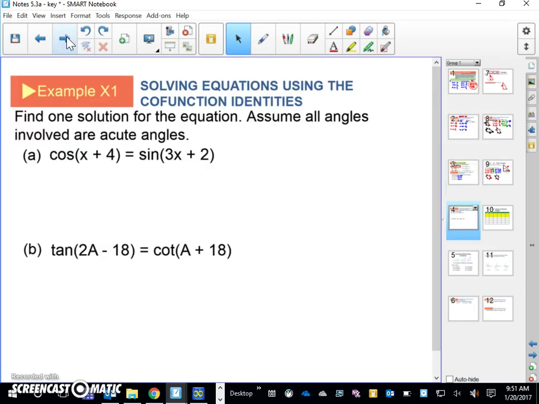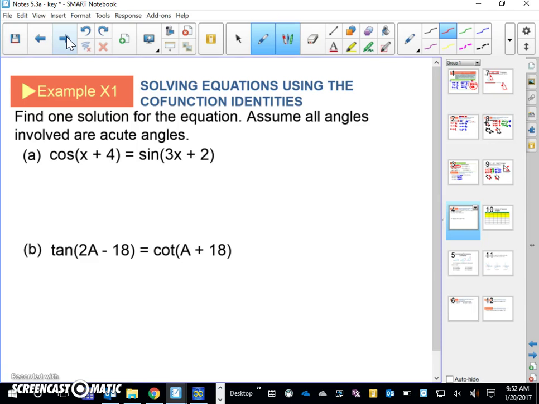So on this example, I believe there's a typo on your notes, so I want you to fix it. Fix the typo, both A and B, there are typos. What you have on your paper does not match. It does not make sense because those are not cofunctions. So please fix them to where you have what I have on my screen. We have to find a solution for the equation. We have to solve the equation, all right?